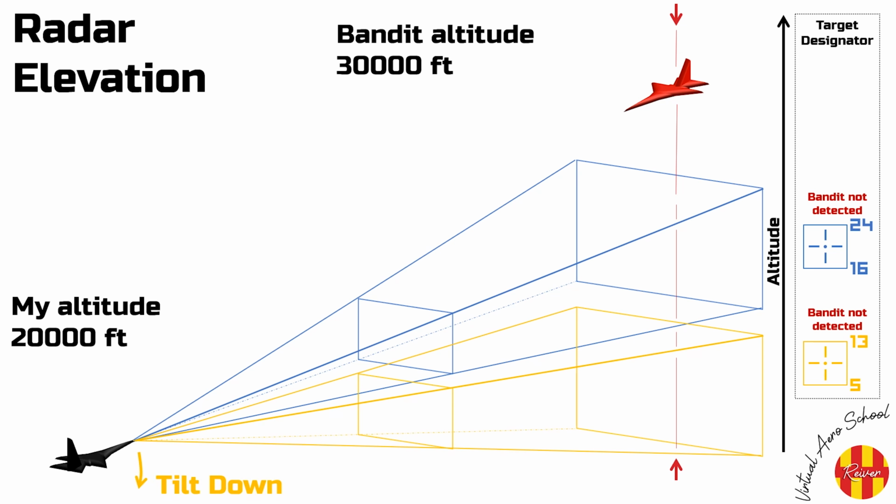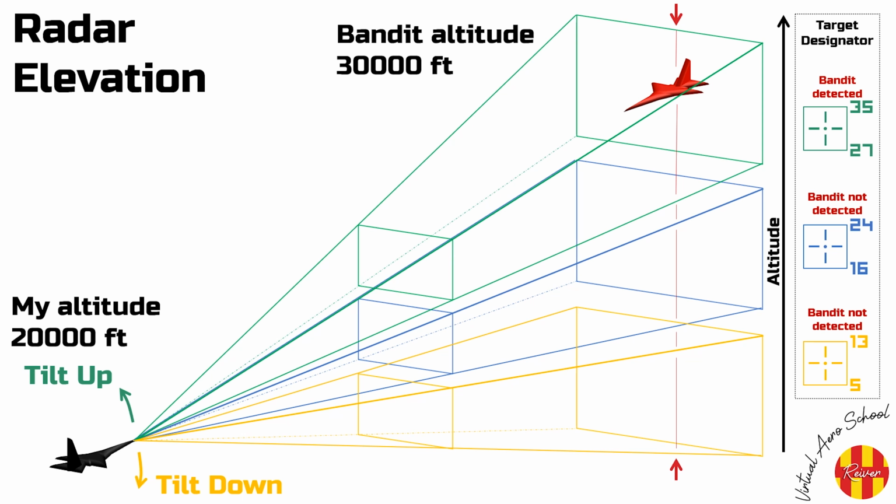Tilting my antenna downwards would allow me to cover a lower area of the sky, say between 13 and 5,000 feet, and tilting my antenna upwards, an area of say between 35 and 27,000 feet. It would only be by tilting my radar antenna upwards that I would have detected this bandit under these parameters. The range of altitudes covered depends on the range to the target.